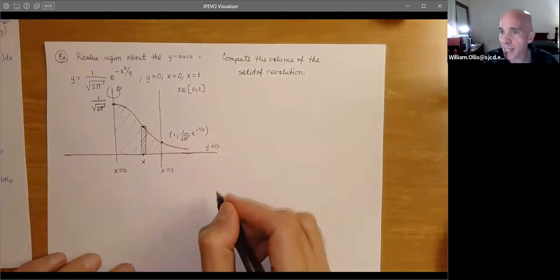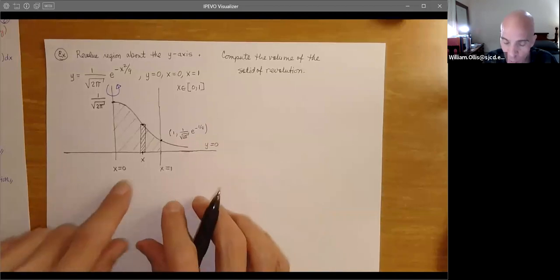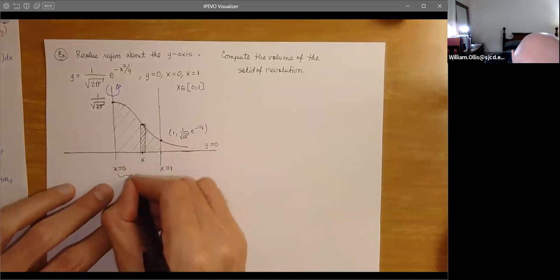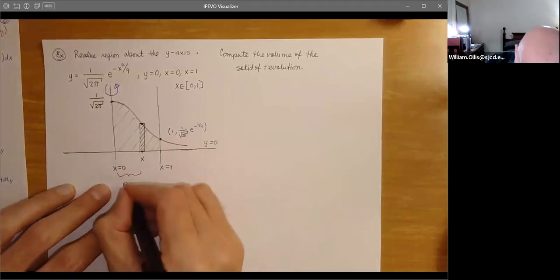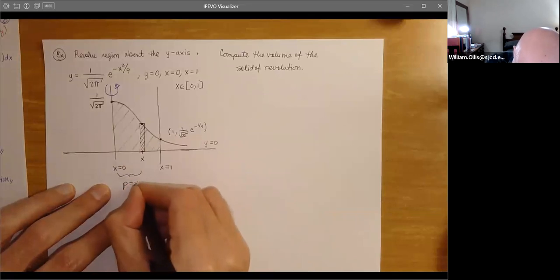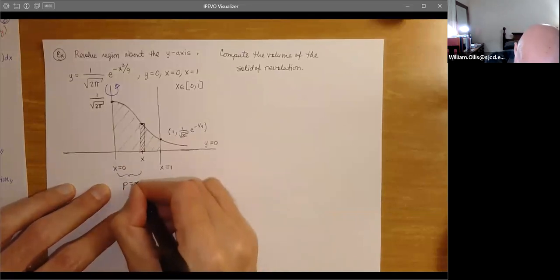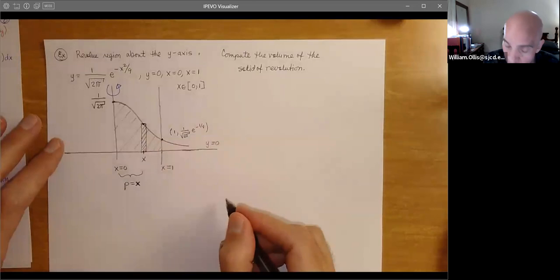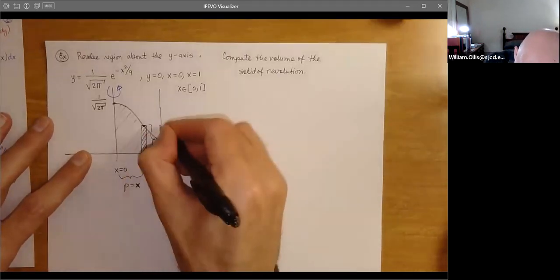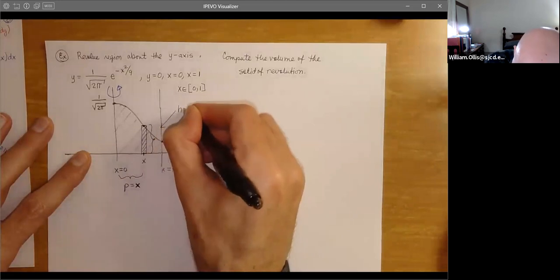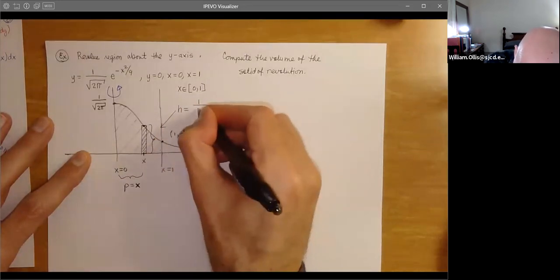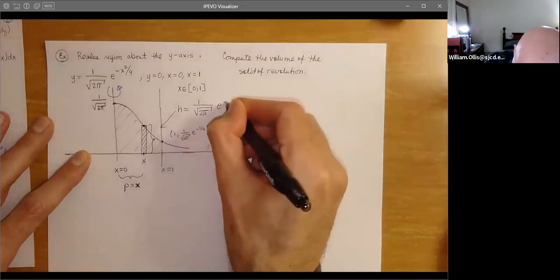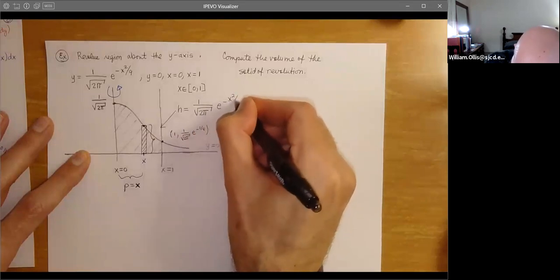So the shell method certainly has its attributes, which we like. And so now we can see the distance to the axis of revolution will just be x. So here, p equals x. Remember, distance to the axis of revolution. And then, of course, we just need the height of the strip, and that again will just be given by the function. So h equals 1 over the square root of 2 pi e to the negative x squared over 9.